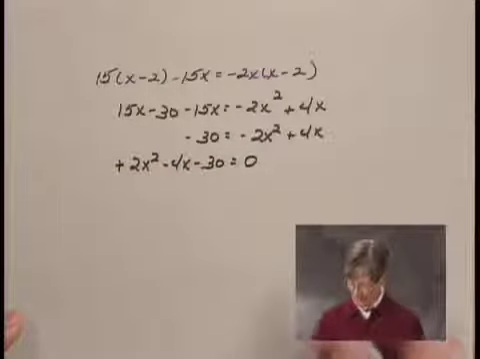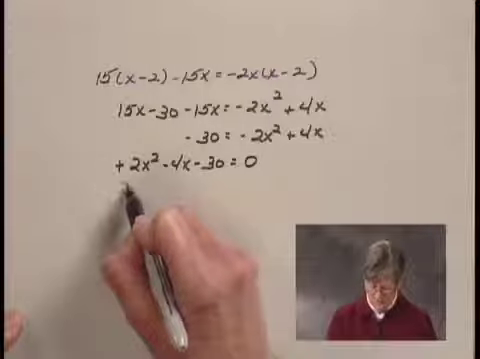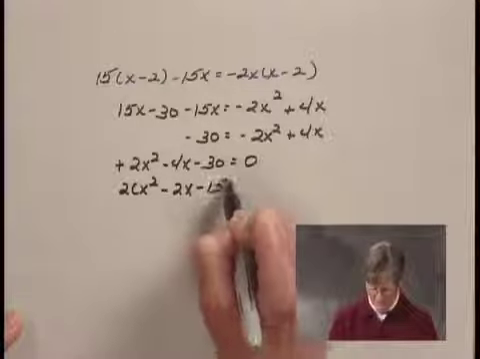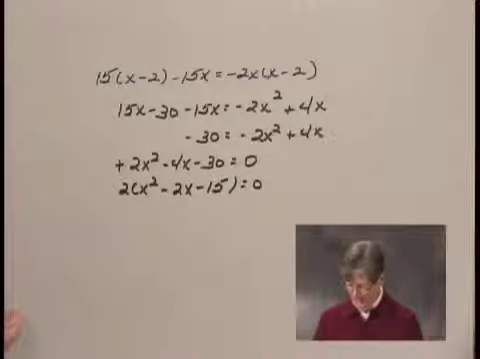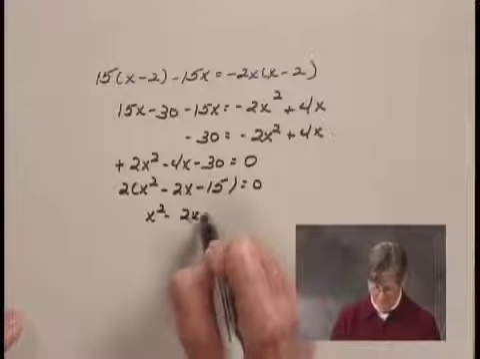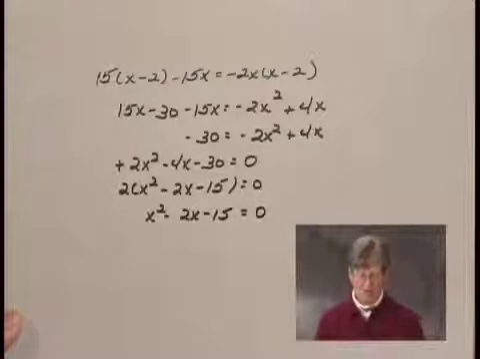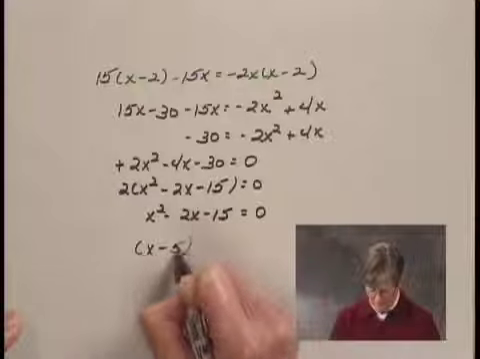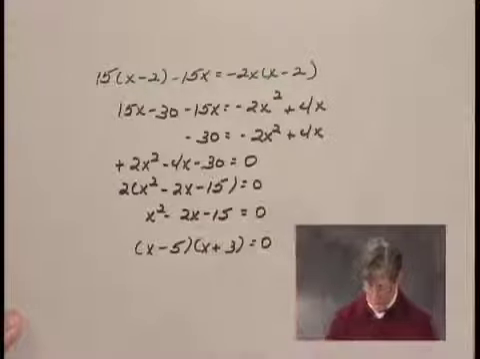Now, I see that I can factor 2 out of the left-hand side. So I can write this as 2 times x squared minus 2x minus 15. And that's equal to 0. And if I divide both sides by 2, then I'm left with x squared minus 2x minus 15 equals 0. And now we can factor the left-hand side. It factors as x minus 5 times x plus 3. And that's equal to 0.